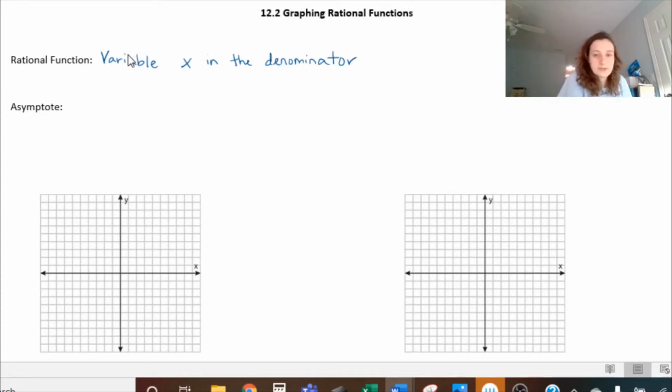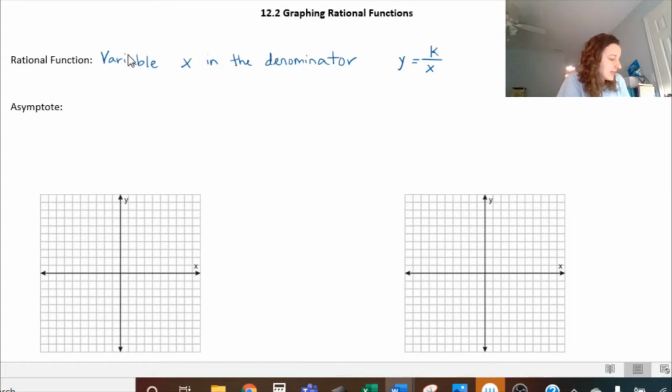So what this looks like is, remember yesterday we talked about inverse variation. So you have something like y is equal to k over x. So that is a very simple rational function here. I have this x value in the denominator, and so this here is a rational function. And rational functions are going to produce what are called asymptotes, okay?